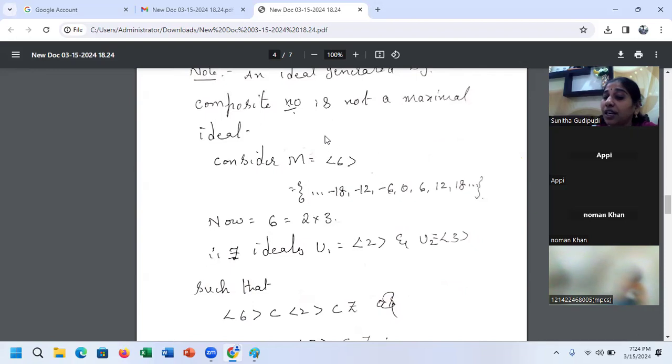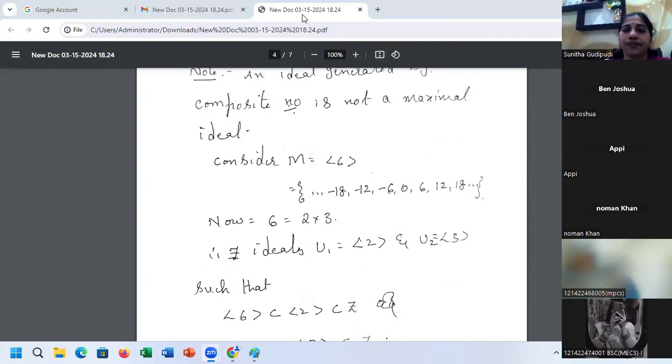In the same way, ideal generated by 6 is a subset of ideal generated by 3. So this can't be a maximal ideal. Say for example, another example, let us take another composite number. Say suppose, let us take 12.